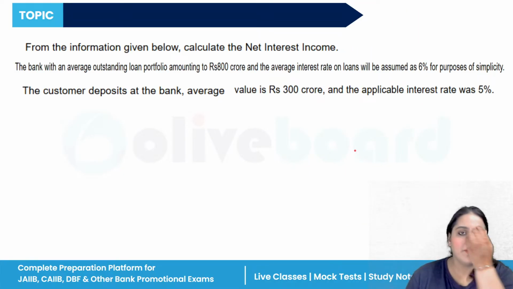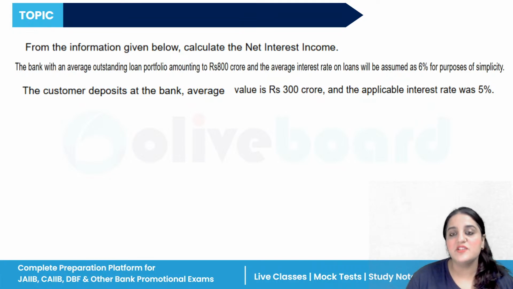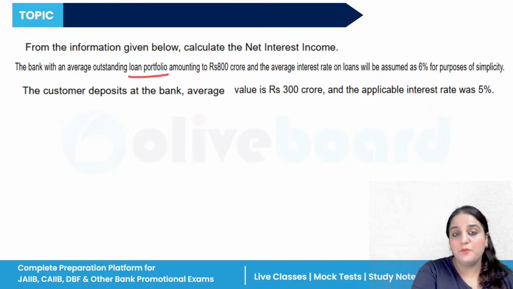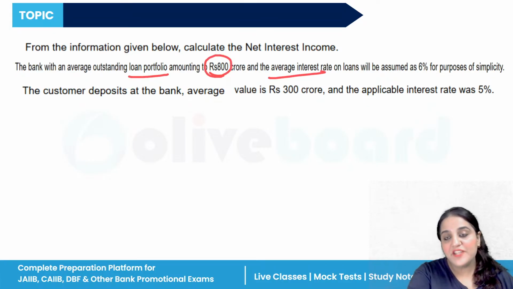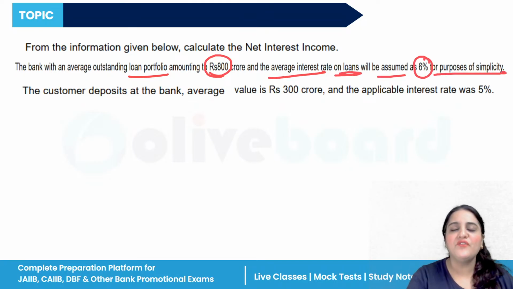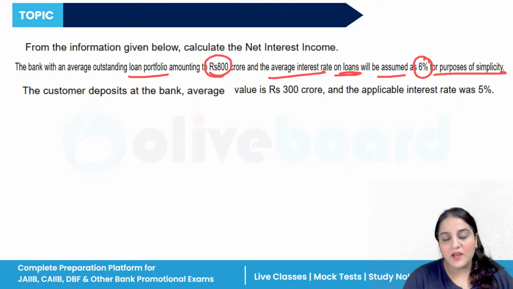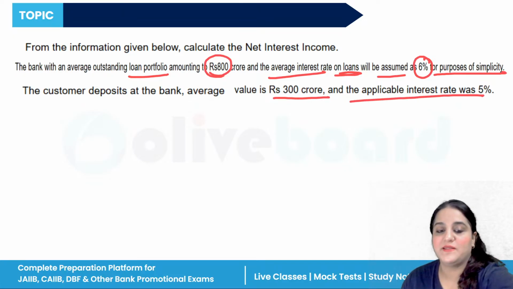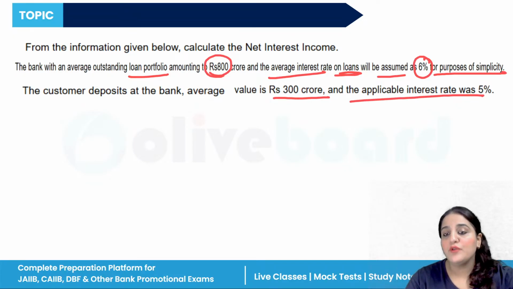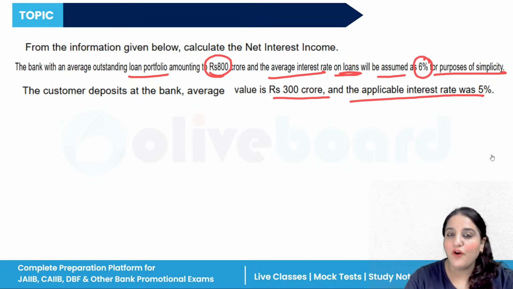Here the information is given and they are asking the net interest income. Just calculate the net interest income. There is a bank which has an average loan portfolio of rupees 800 crore. And average interest on loans will be assumed as 6% for the purpose of simplicity. The customer deposit at the bank, average value is 300 crore. Applicable interest rate was 5%. So how to calculate these types of questions? Very simple.